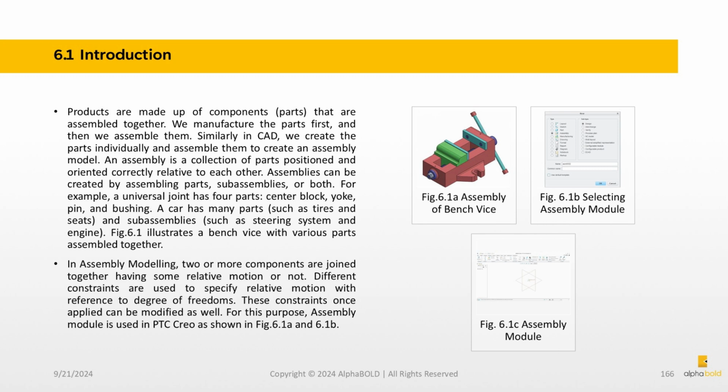In assembly modeling, 2 or more components are joined together having some relative motion or not. Different constraints are used to specify relative motion with reference to degree of freedoms. These constraints, once applied, can be modified as well. For this purpose, assembly module is used in PTC Creo.